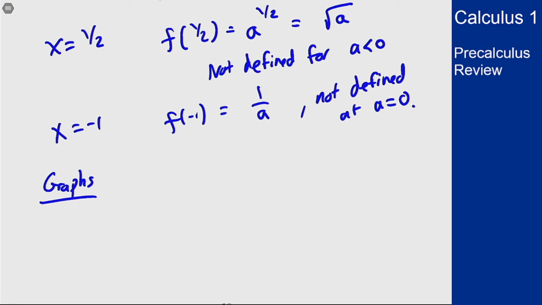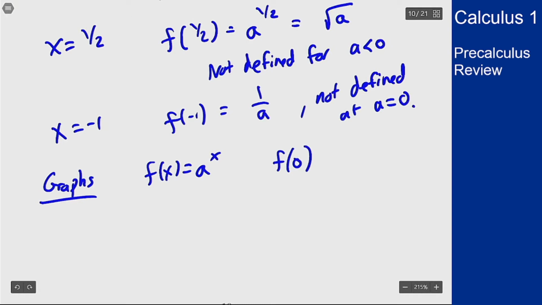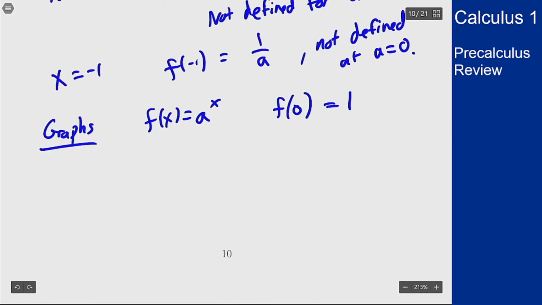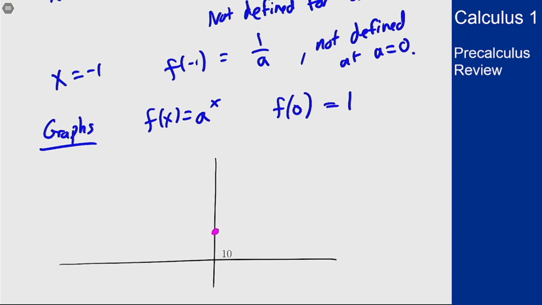One thing we know for sure, though, for any function of the form f of x equals a to the x, what is f of 0? F of 0 is going to be a to the 0. That's 1. So no matter what, I know that this graph is going to cross through the point 0, 1 right here. And what happens beyond that depends on what the value of a is.